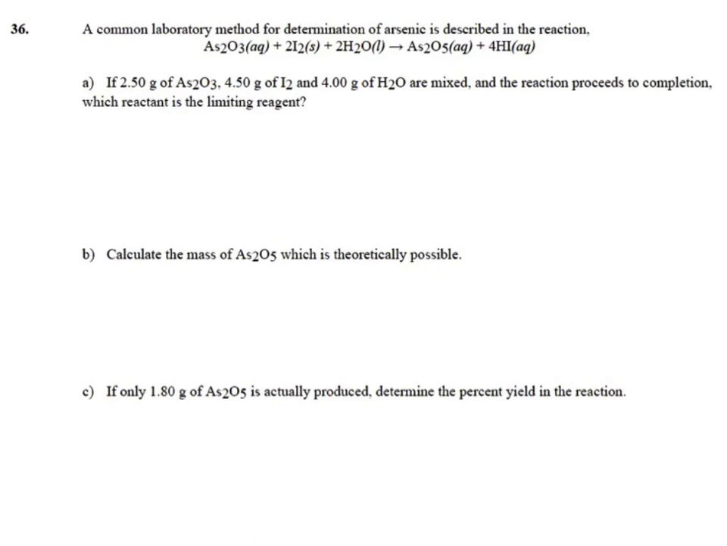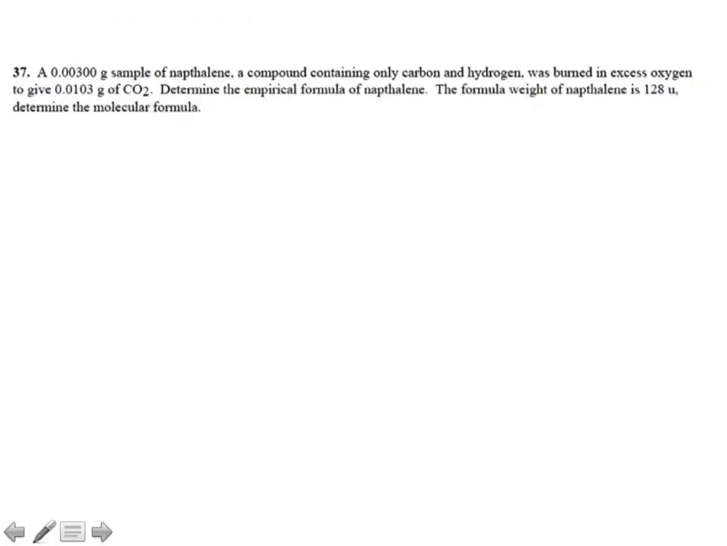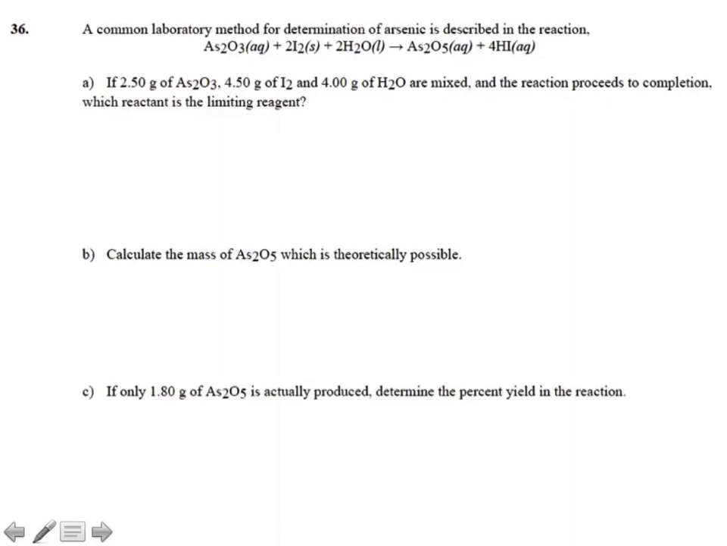A common laboratory method for determination of arsenic is described in the reaction. If 2.50 grams of As2O3, 4.50 grams of I2, and 4.00 grams of H2O are mixed, the reaction proceeds to completion. Which reagent is the limiting reactant? The first thing we need to do is find who's limiting.